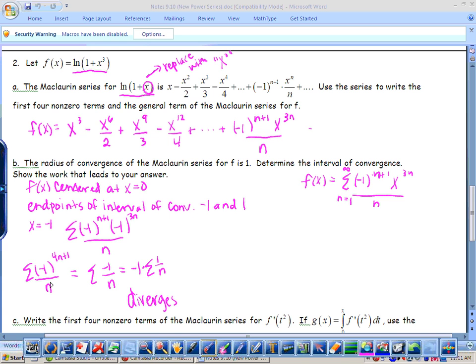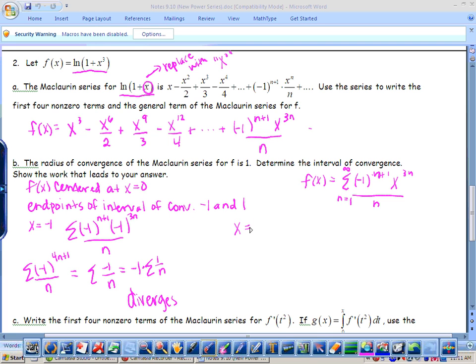Now, if you had seen this negative 1 to the 4n plus 1 power and thought, oh, that's an alternating series, does the alternating harmonic converge or diverge? It converges. So you've lost a point for not paying really close attention. So be careful with that.